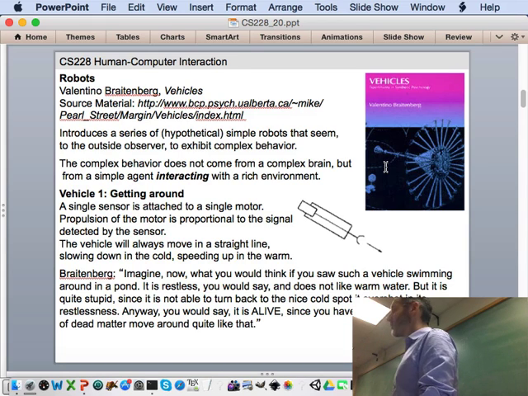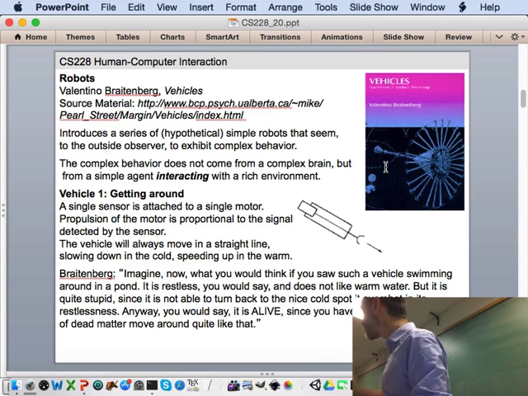This book is, if you're interested in robotics, I highly recommend you read it. I've just assigned the first few pages for reading for today's lecture. It's only about 50 pages long. It's written like a fairy tale. So he starts by introducing Vehicle 1, which we'll talk about in a moment.